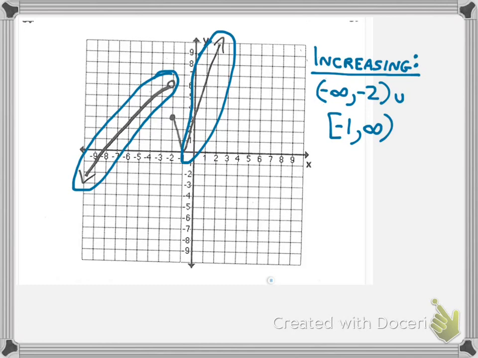So in summary, once you've looked at the graph's domain, just look at which intervals of the domain the graph is rising from left to right, write those intervals down, and now you've told me where the function is increasing.